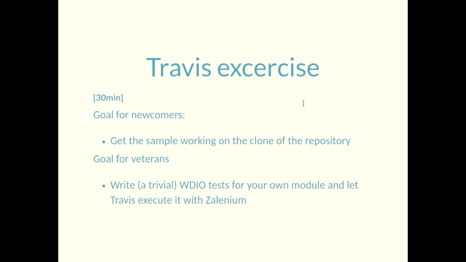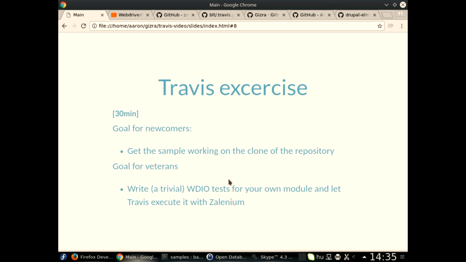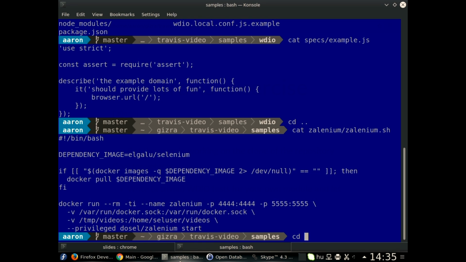The battle will go to somebody who will have a GitHub repository, and Travis executes a WebdriverIO test, and that's it. Let's say that should be the goal, and if you have even more, that's even better. So I will show you the sample.